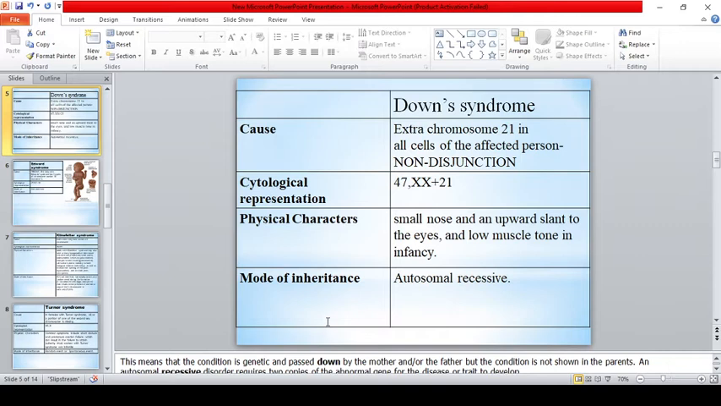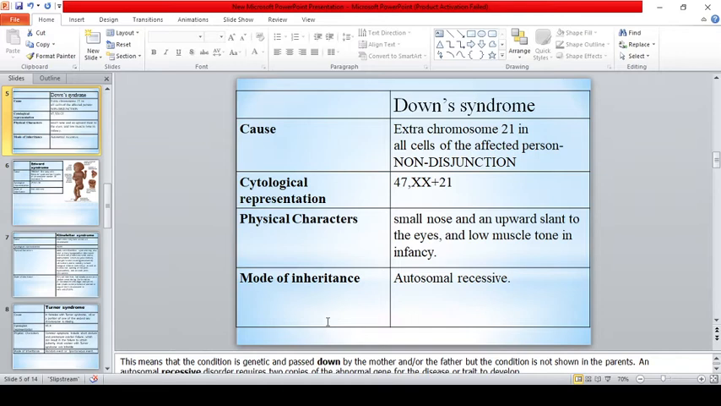So I'm going to talk about Down syndrome now. The major cause of this syndrome is an extra chromosome number 21 in all cells of affected persons. It is due to the non-disjunction of chromosomes. The cytological representation is mainly important for our exam, so you generally have to study the cytological representations of all genetic disorders.